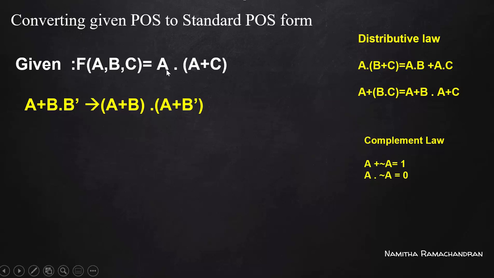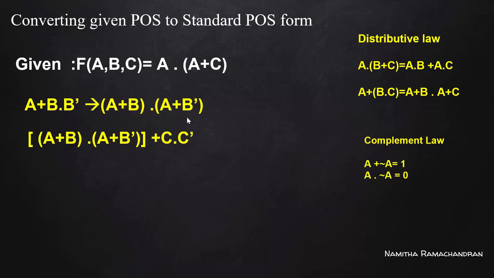Okay, so now this A becomes a term having two variables, A and B. Now we need to make the term containing C also. For that we need to consider, along with this term, C dot C complement, which is equivalent to 0. So we can directly add C and C complement with this term. Add means logical OR operation with this term.